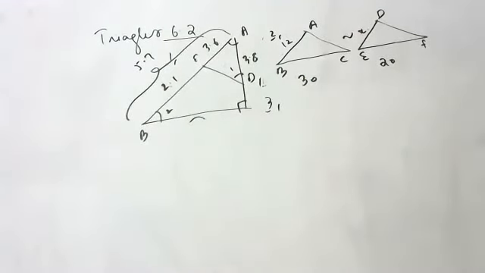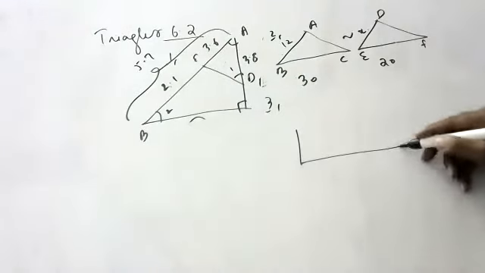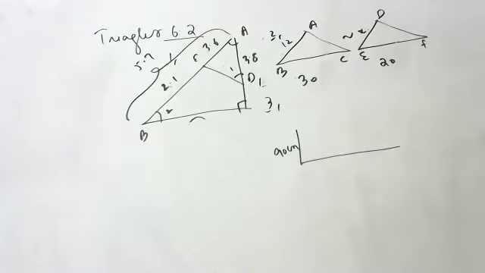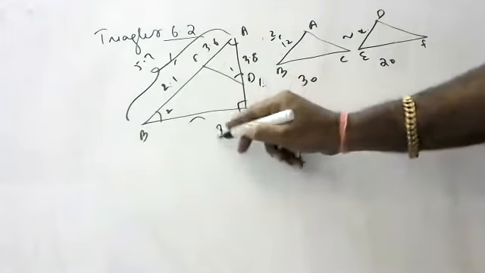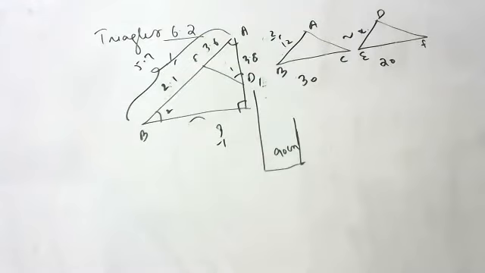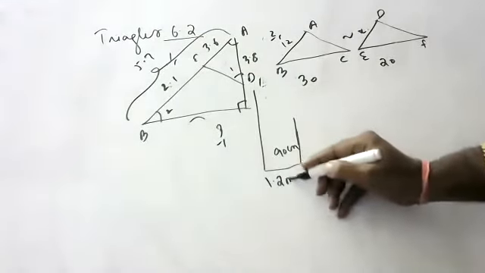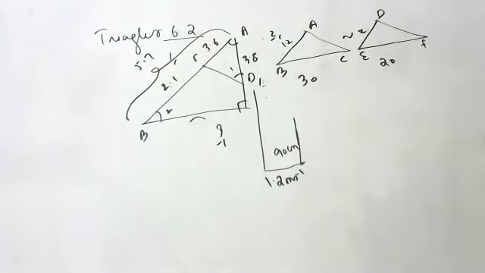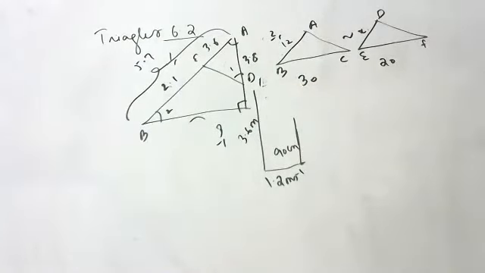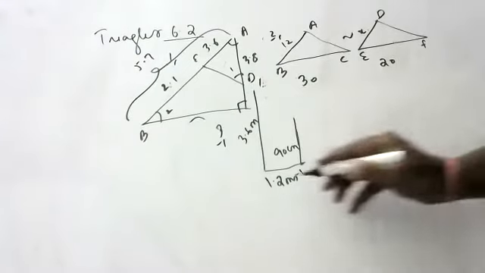Okay, next sum. A girl of height 90 centimeters is walking away from the base of a lamp post, children. This is the lamp post. She is walking away from the base of the lamp post at a speed of 1.2 meters per second, and the lamp post is 3.6 meters above the ground. Find the length of her shadow after 4 seconds.